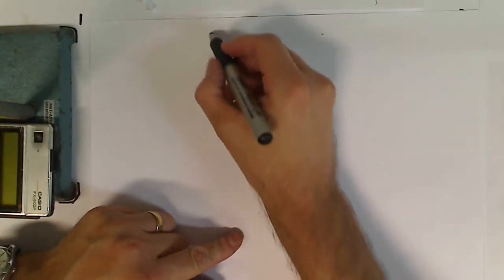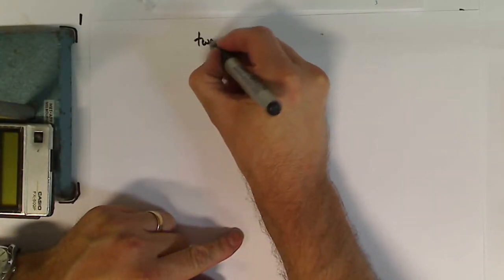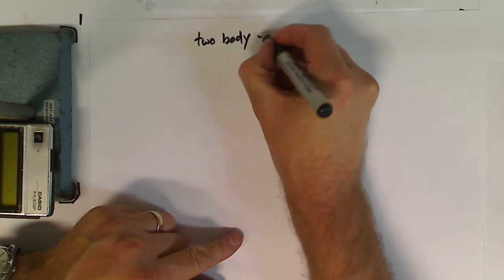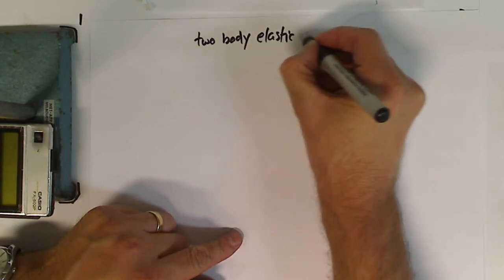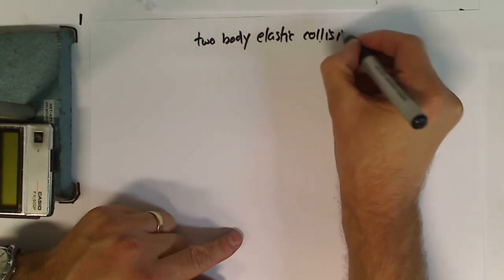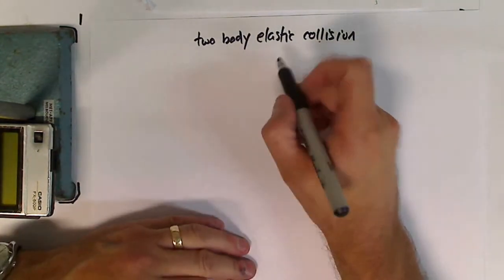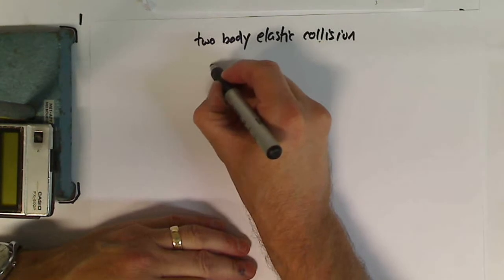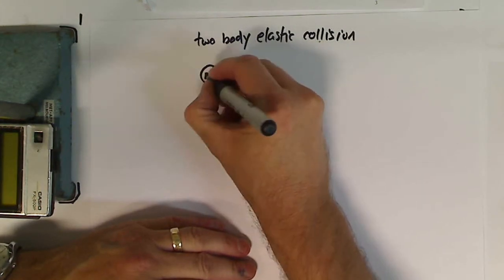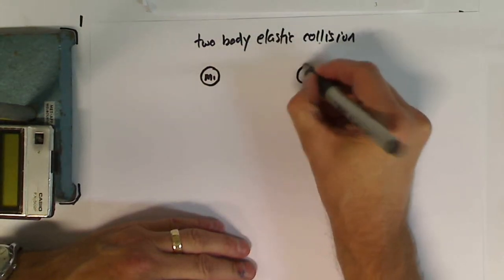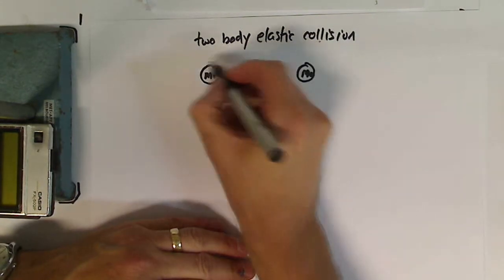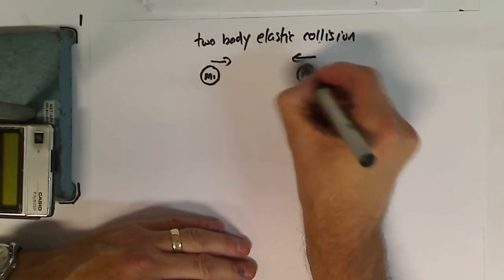Alright, what I want to show you here is a two-body elastic collision. Sort of thing that happens with two billiard balls. We will represent the two balls, if you like, M1, M2. They could be different masses, then they wouldn't be billiard balls, would they?